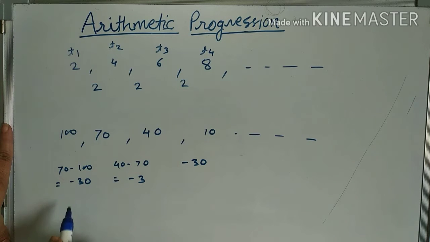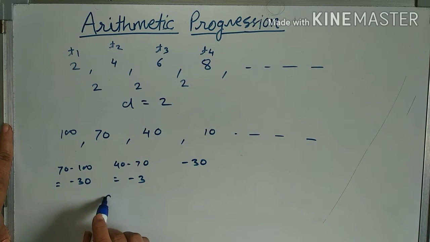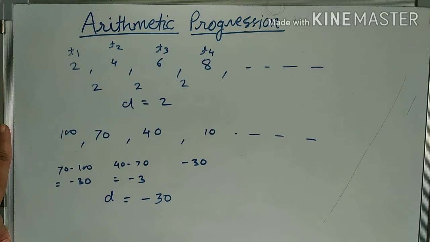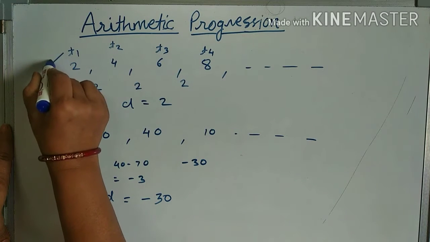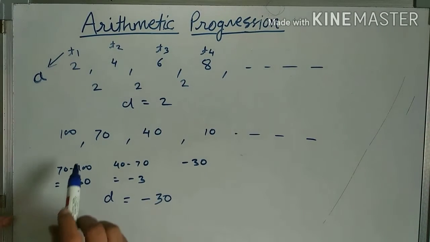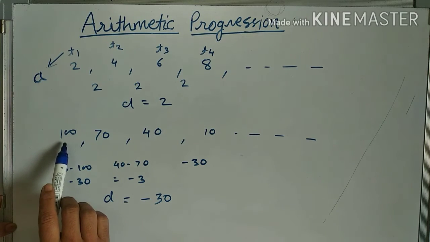If the difference between two consecutive terms is constant, then it is called the common difference and it is denoted by D. So here D equals 2 and here common difference D equals minus 30. Therefore, if the difference between two consecutive terms is constant, then the sequence is known as arithmetic progression. The first term of the sequence is denoted by letter A.